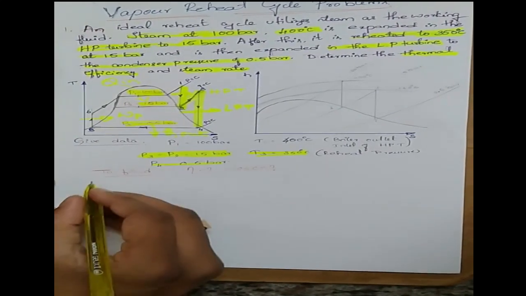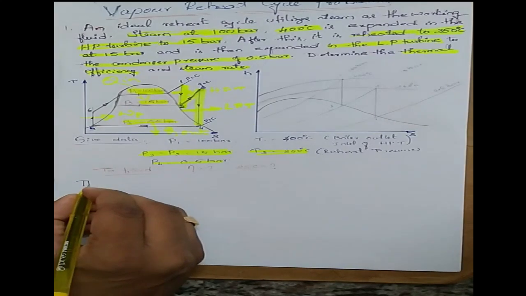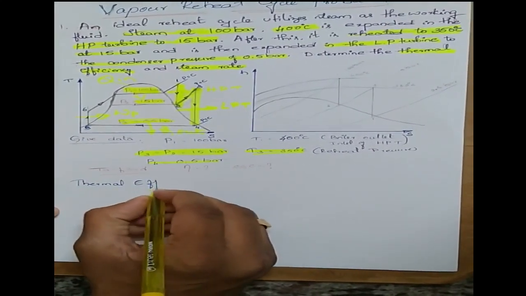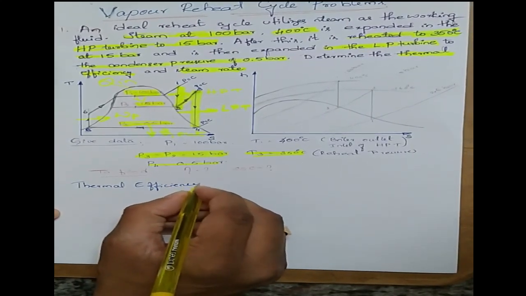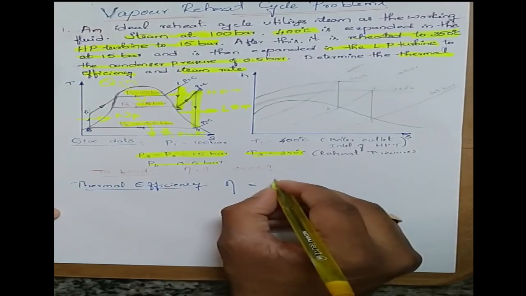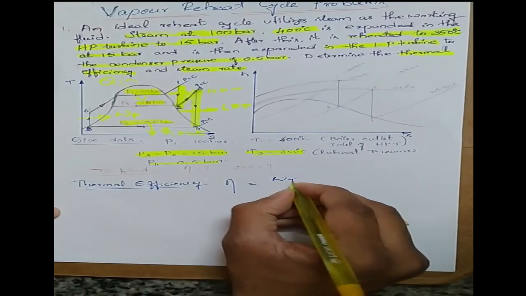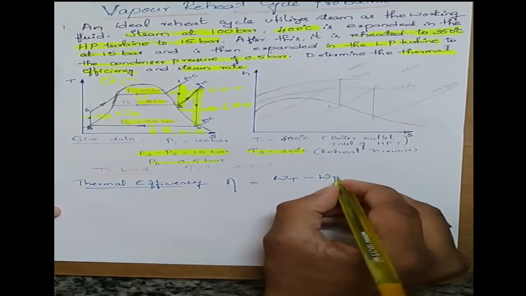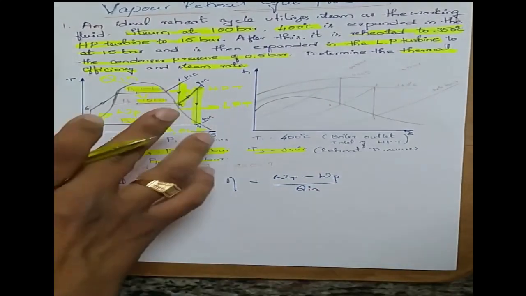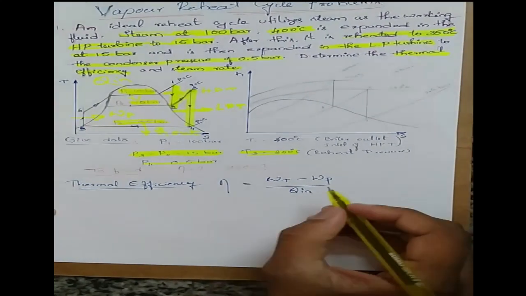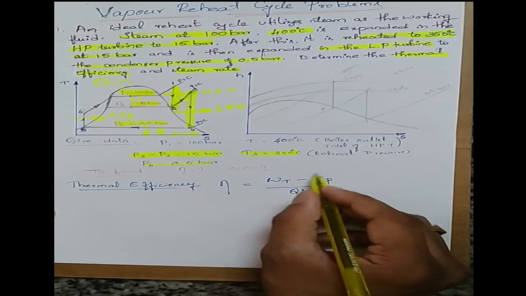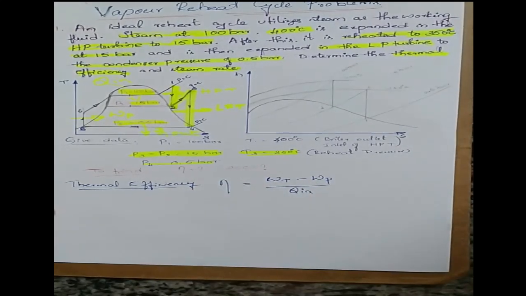So what is the formula of efficiency? Thermal efficiency is equal to work done by turbine minus work done by pump, divided by Q in. In some problems it will be clearly specified that you are going to neglect the work done by pump. If they say so, you need not consider the pump work for thermal efficiency.